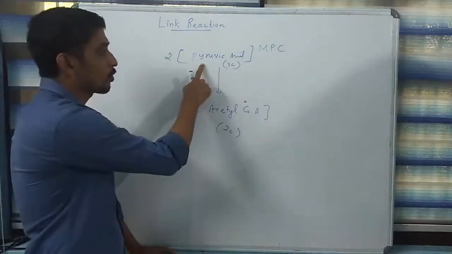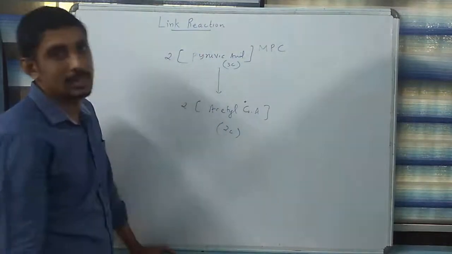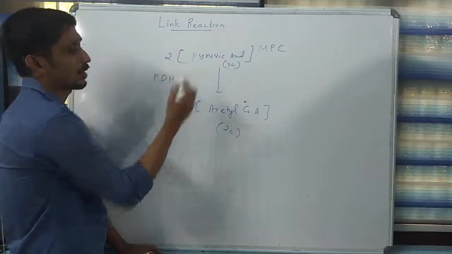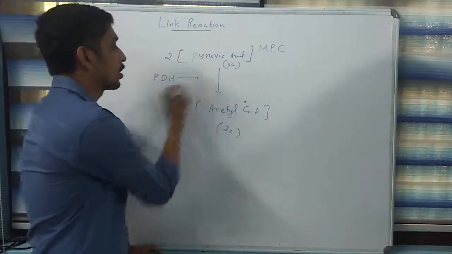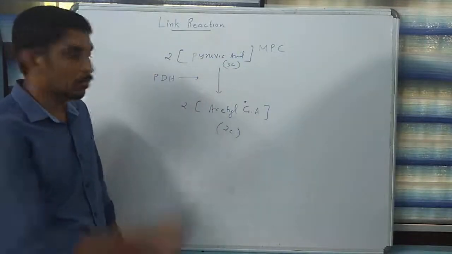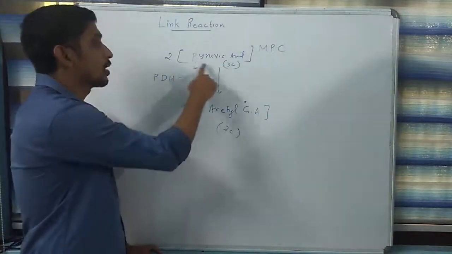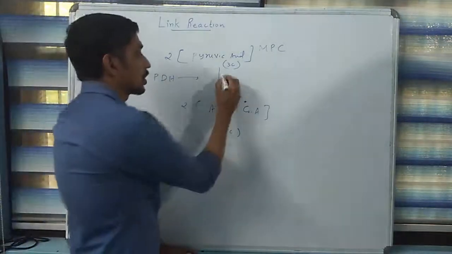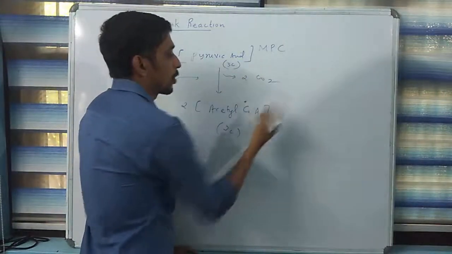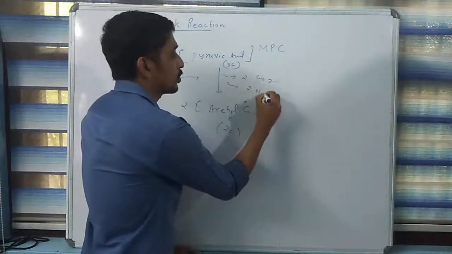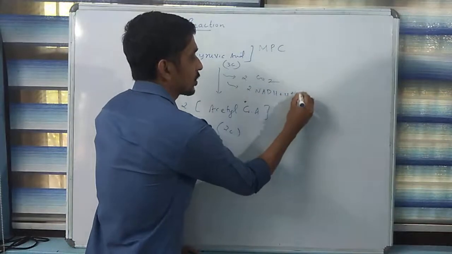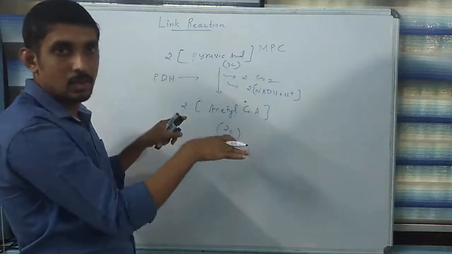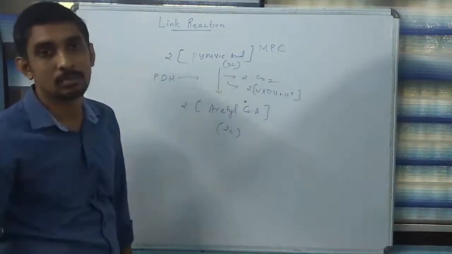The conversion of pyruvic acid into acetyl coenzyme A takes place with the help of an enzyme called pyruvate dehydrogenase complex. So with the help of pyruvate dehydrogenase complex, this pyruvic acid is converted into acetyl coenzyme A. During that process, we will get two molecules of carbon dioxide and two molecules of reduced NAD, that is NADH plus H plus. So this is the broad concept of link reaction.